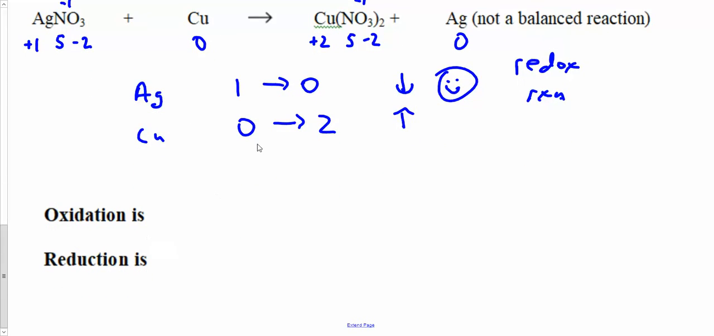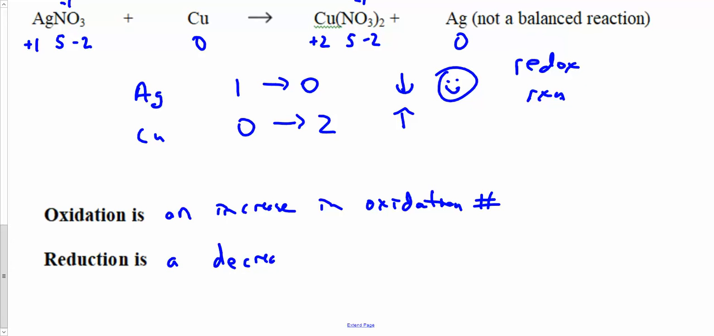And for the record, when I look at this, oxidation is an increase in oxidation number, and reduction is a decrease in oxidation number. So that's how I tell if a reaction is a redox reaction or not.